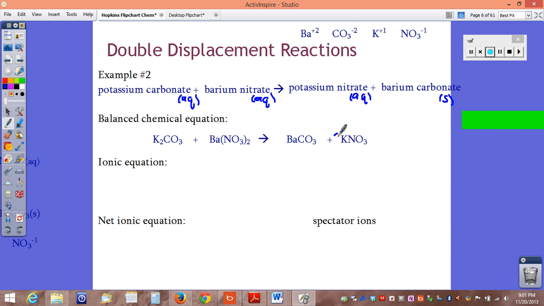Now that this is written, it is not a balanced chemical equation. I'll need to go in and balance it. And when I'm done, there'll be a 2 in front of the potassium nitrate. That way I'll have 2 potassiums and 2 potassiums, 2 nitrates and 2 nitrates, just as before. Let's go in now and take our ions and separate them for all the things that are aqueous solutions or soluble in solution.